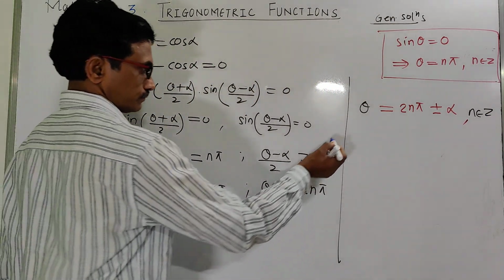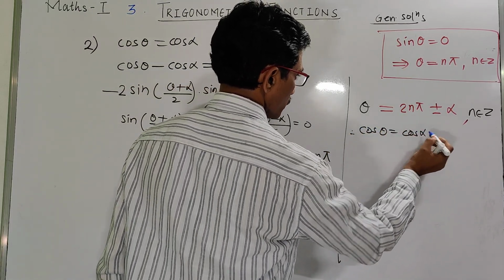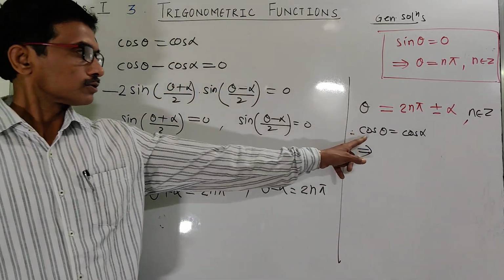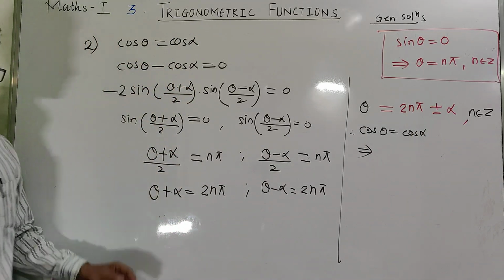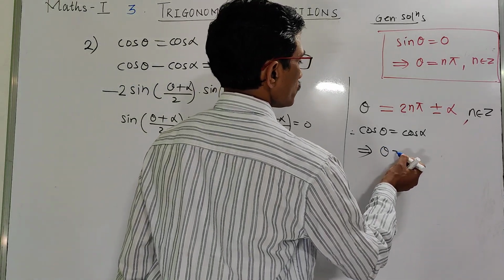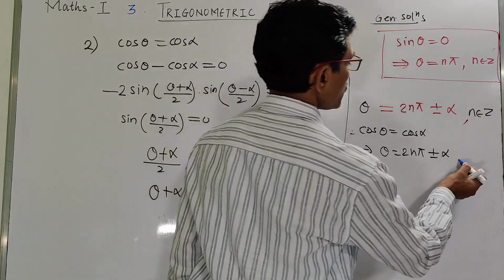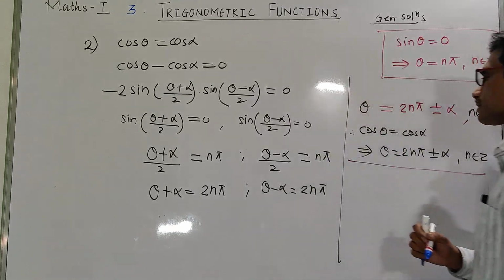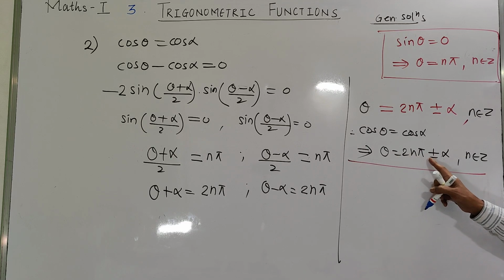So thus cos theta is equal to cos alpha implies, what is the general solution? 2n pi plus minus alpha where n belongs to z. We derived it like this. So theta is equal to 2n pi plus or minus alpha where n belongs to z. Again we are getting this interesting general solution of cos theta is equal to cos alpha: 2n pi plus minus alpha where n belongs to z.